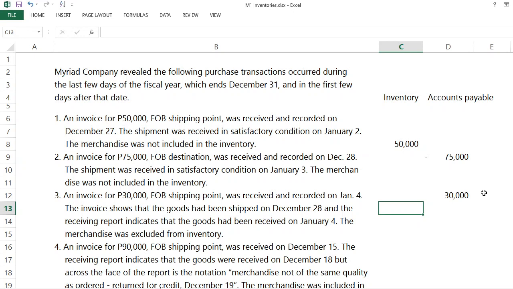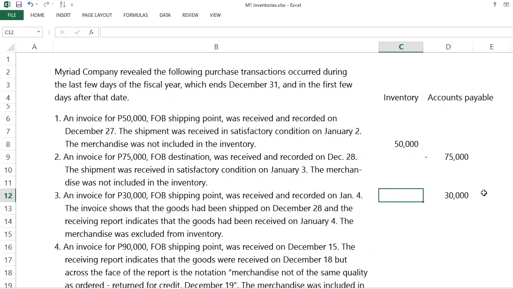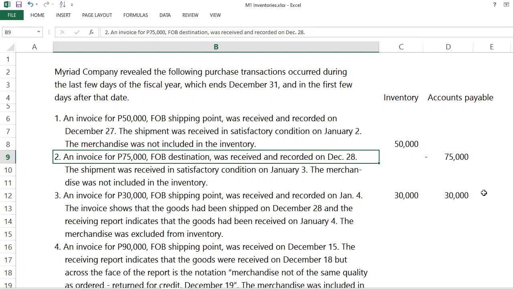The invoice shows that the goods had been shipped on December 28 and the receiving report indicates that it arrived January 4. The merchandise was excluded. Isn't it already ours? The item is already ours, but it was not recorded. So, record it. Plus 30,000 in the inventory. Anyway, for the 75,000, our entry is debit accounts payable, credit purchases. So, we just reverse the record made on December 28.